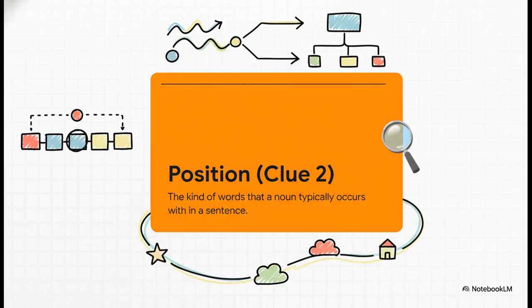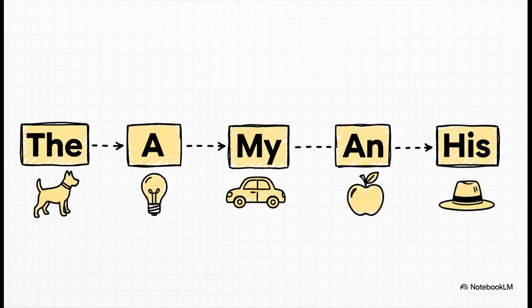Okay, so that's form. But what a word looks like is only part of the story. Our second clue is all about position. This has nothing to do with how the word looks, but everything to do with where it lives in the sentence. Who are its neighbors? And here it is, maybe the most useful trick in the entire book for spotting nouns. They absolutely love to hang out right after words we call determiners. So if you spot an a, an, the, my, or his, a noun is almost always just around the corner. The dog. A great idea. My car. Seriously, once you see this pattern, you will never be able to unsee it.